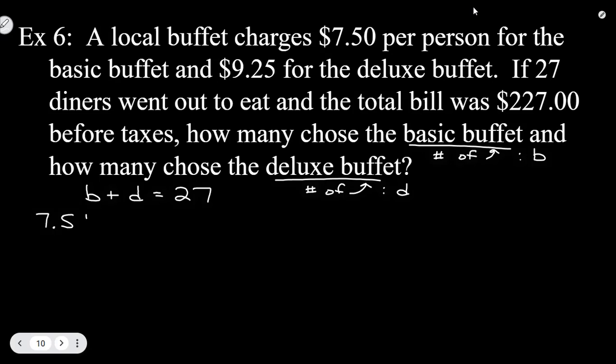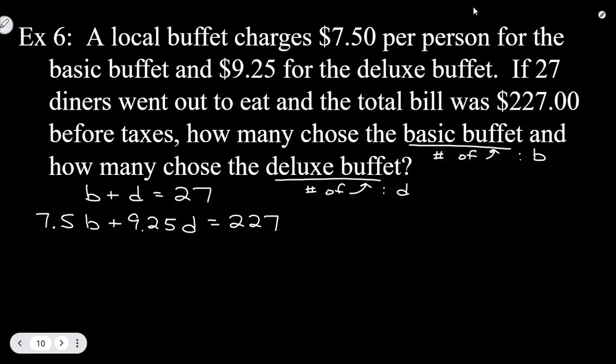Okay, so let's start with this. Can you explain to me why you did 7.5 times B? Because that's how many per B person. Yeah, the price times how many were purchased, right? That gives you the total amount of money brought in by the basic buffets. Plus, and you guys already told me, 9.25 times D. That's the same idea, the price for each deluxe buffet times how many people purchased that. And then the total is $227 because that was the total amount they spent.